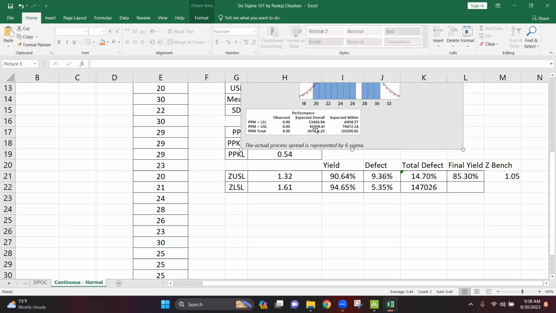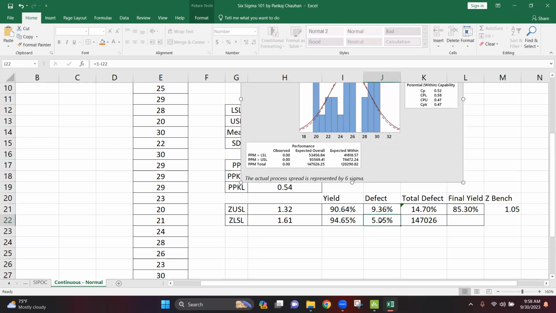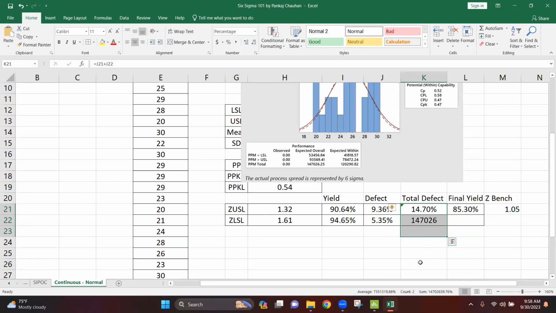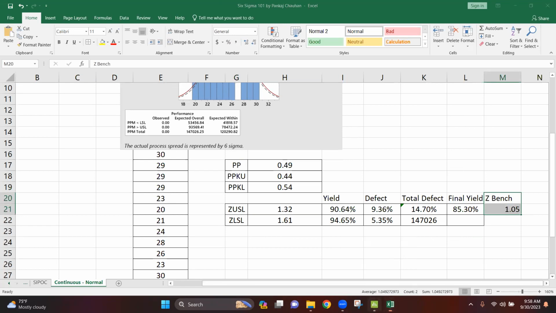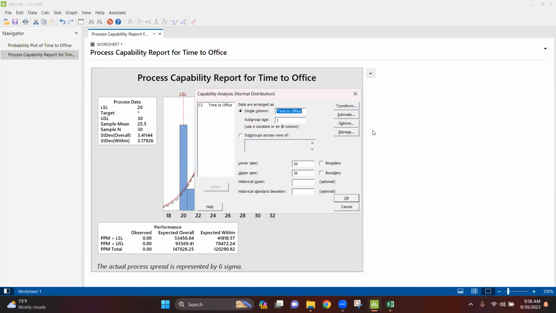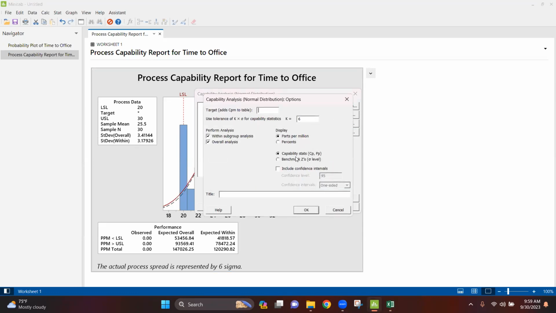If you look at the overall, 53,456 is the DPMO, which is approximately the defect value we have. If you convert this into the million, it will be the same value as the percentage or the PPM. Total is 147,026. What we got in total is 147,026 here and 14.70. Now, if you want to see what we have calculated, the sigma values ZUSL and ZLSL, and the final sigma of 1.05, we can see it from Minitab. Just edit your graph, go to the option, and select here benchmark sigma or the percentage data, whichever you want.